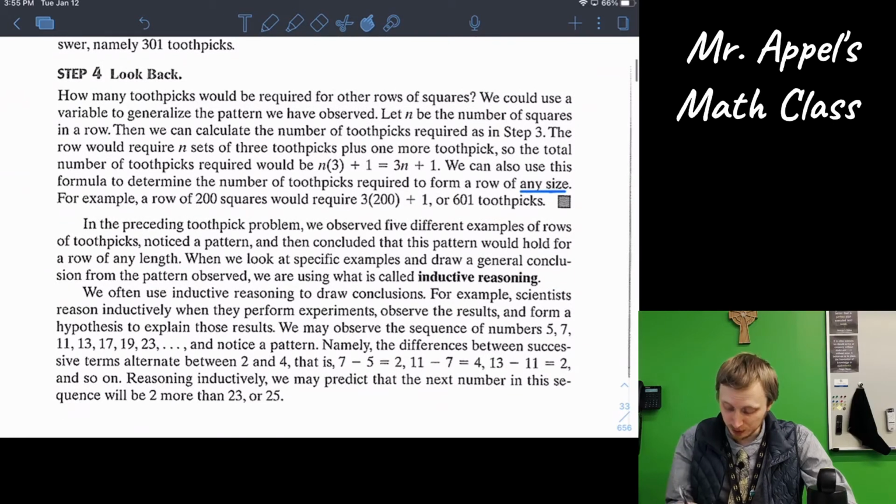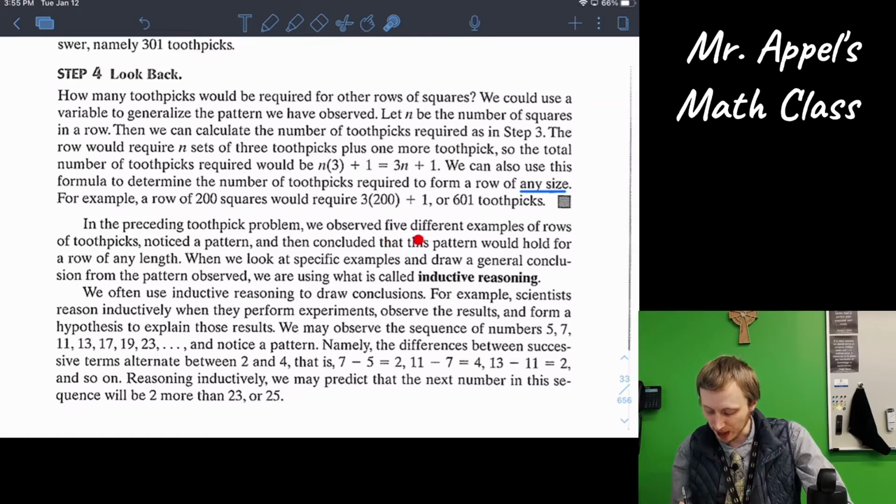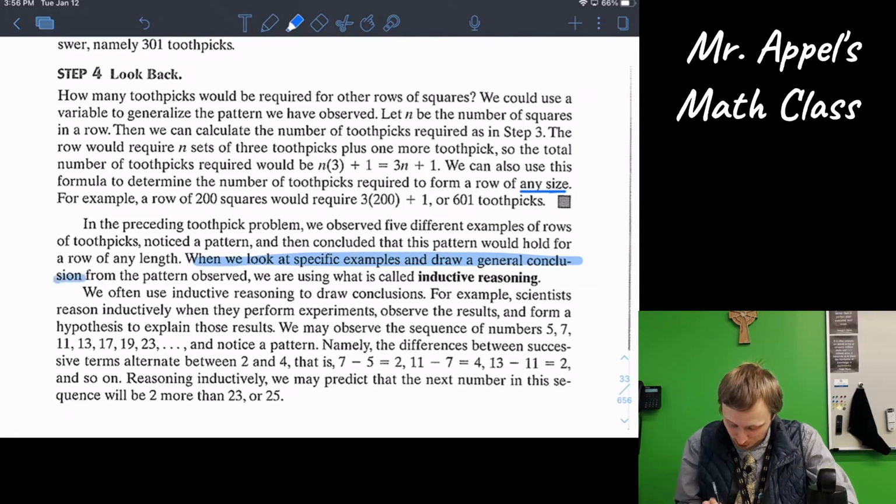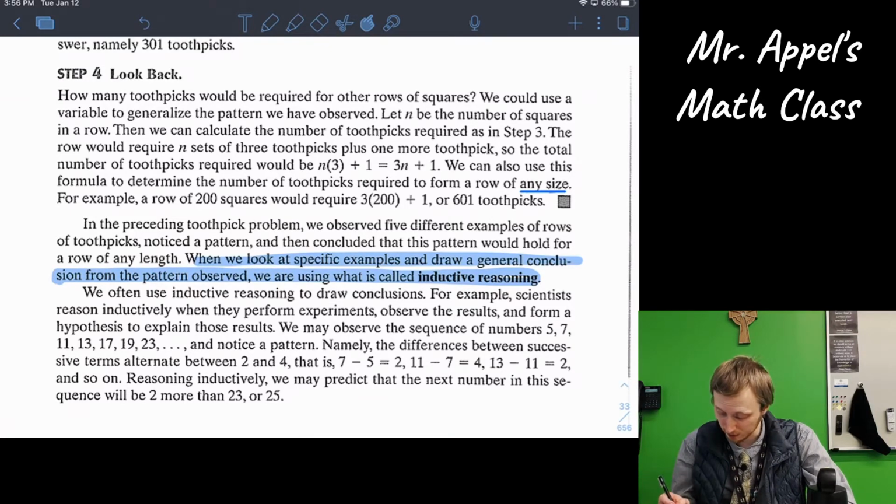All right, so more generally speaking now, in the preceding toothpick problem, we observed 5 different examples of rows of toothpicks, noticed a pattern, and then concluded that this pattern would hold for any row of any length. When we look at specific examples and draw a general conclusion from the pattern observed, we are using what is called inductive reasoning. Look at specific examples to draw a general conclusion, right? Following a pattern or going from specific to general is inductive reasoning.